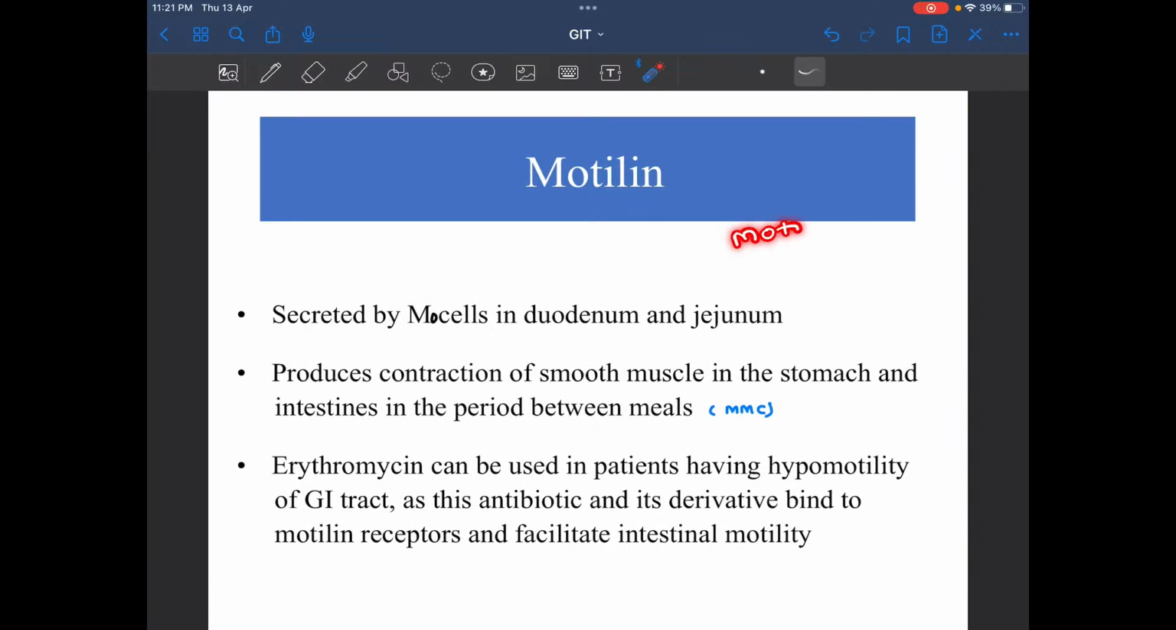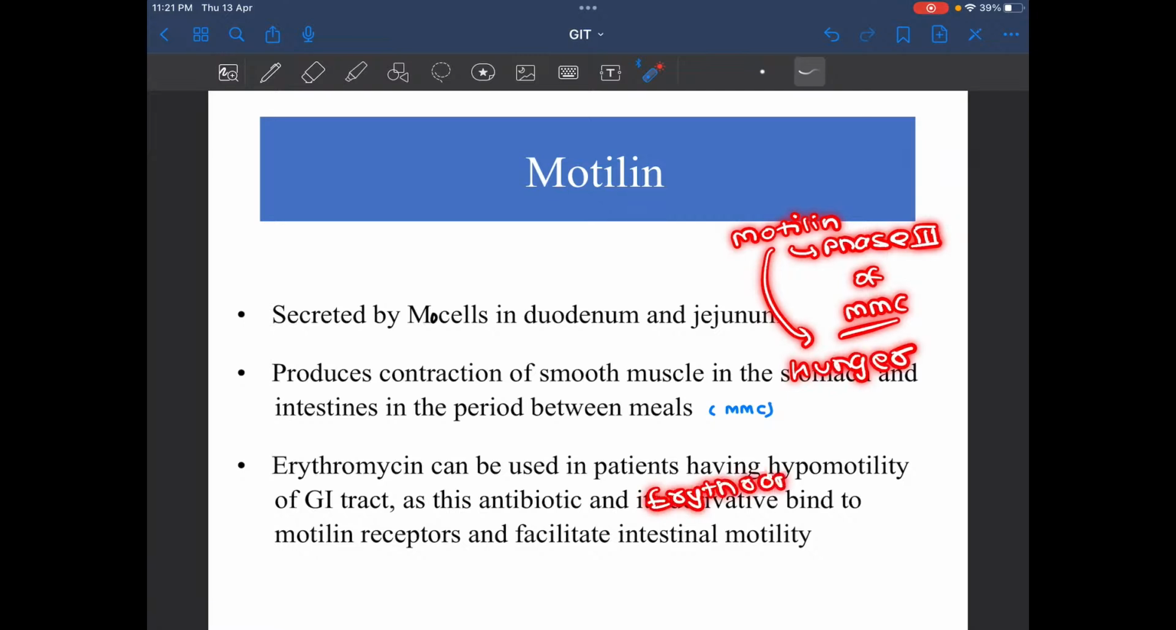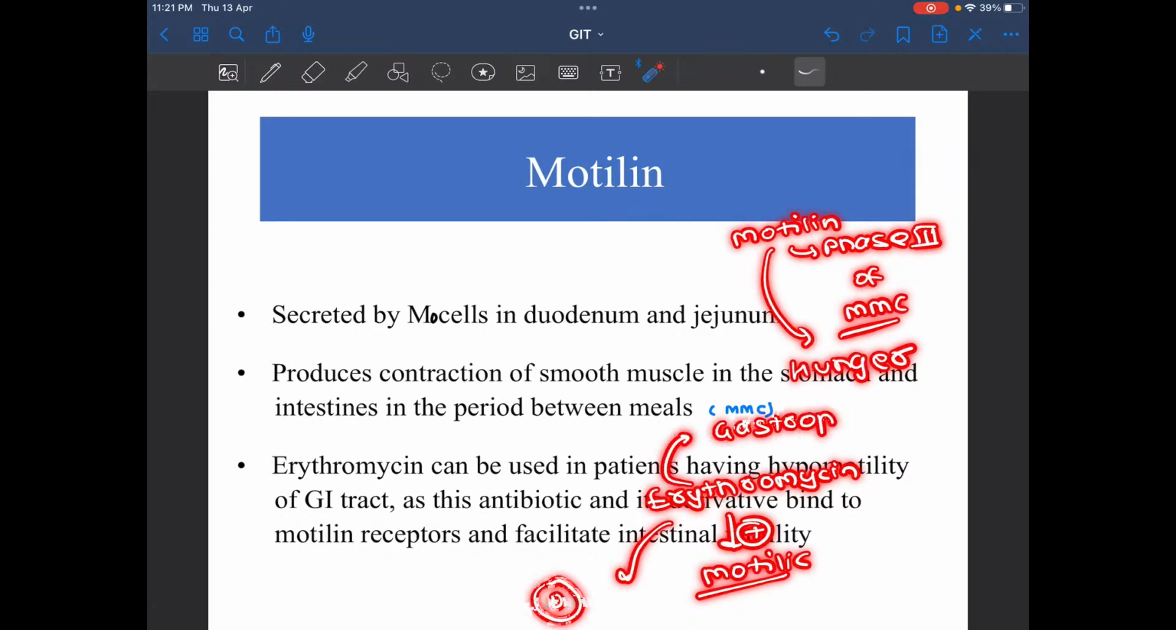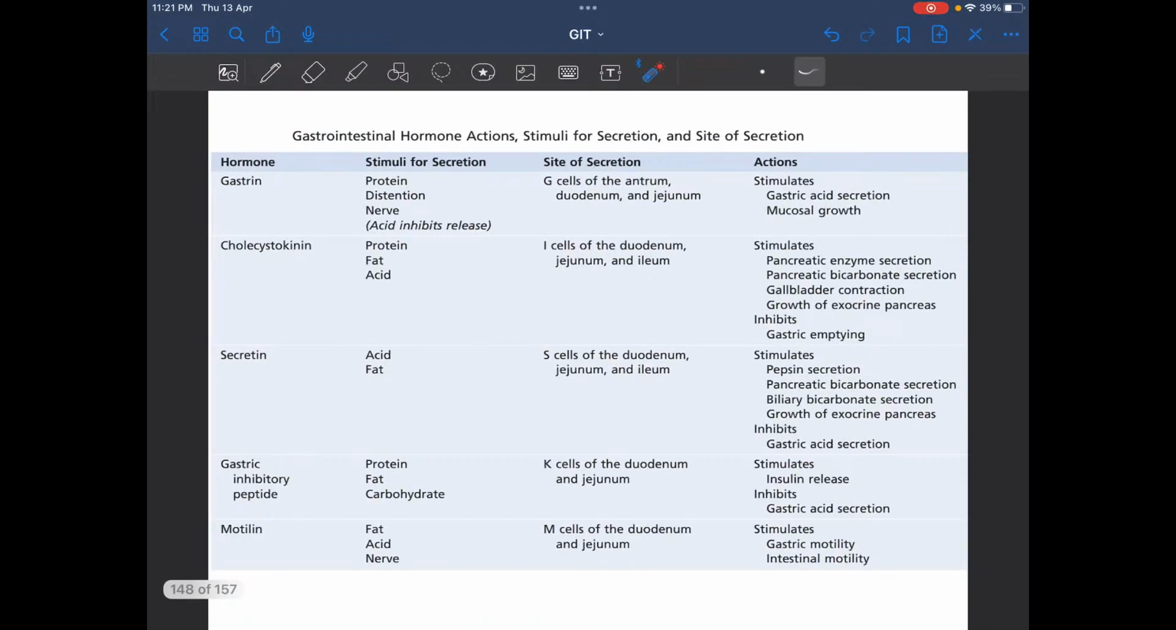We studied the very important role of motilin. That was in phase 3 of your migratory motor complexes. Okay, phase 3 of MMCs, and they were partly responsible for your hunger pangs, as we saw. Just remember erythromycin. Erythromycin is an antibiotic, obviously, and it can stimulate your motilin receptors, and that is the reason why erythromycin can lead to diarrhea. But you can use erythromycin in someone who is suffering from gastroparesis. Okay, so that is the effect of motilin by stimulating the motilin receptors.